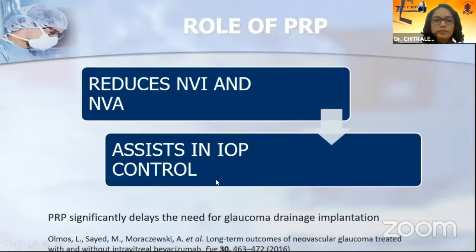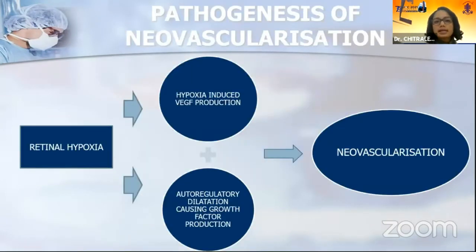Old is gold. So, what is the role of pan-retinal photocoagulation in the management of NVG? PRP reduces NVI and NVA, and hence it assists in IOP control. Studies have shown that PRP significantly delays the need for glaucoma drainage implantation. Before we understand the role of PRP, we need to understand the pathogenesis of neovascularization.